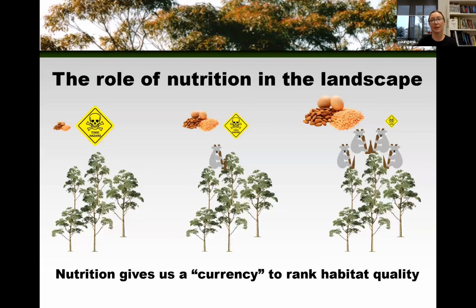This study demonstrates how nutrition can give us a sort of currency to rank habitat quality and understand why some areas support a lot more animals than others.